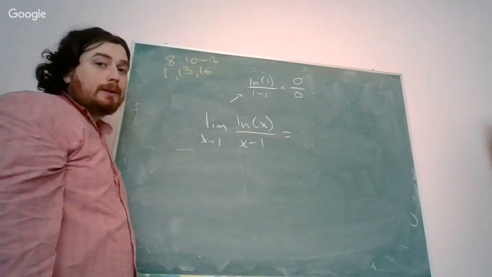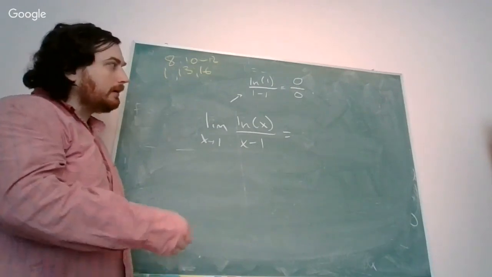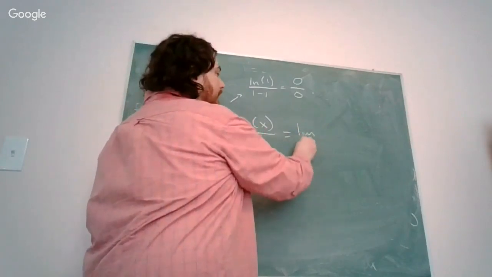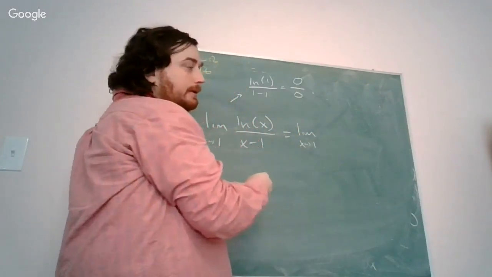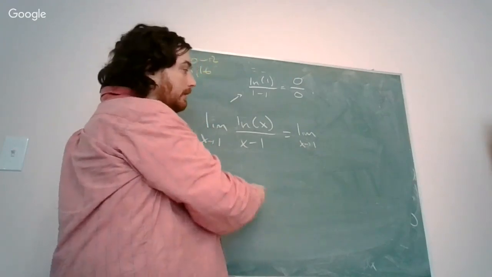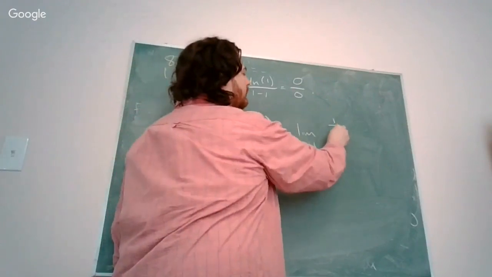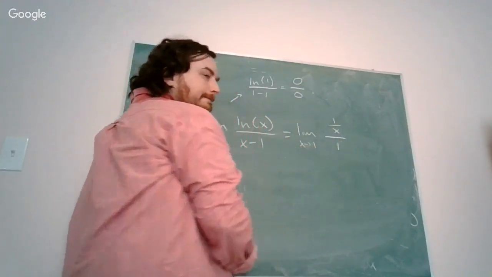And here we're going to use L'Hopital's rule. And that's what we're going to use for pretty much all the limits, except for the definition of derivative. And so I'm going to have the limit as x goes to 1. Well, L'Hopital's rule says derivative of the top over derivative of the bottom. So the derivative of natural log of x is 1 over x, and the derivative of x minus 1 is 1.